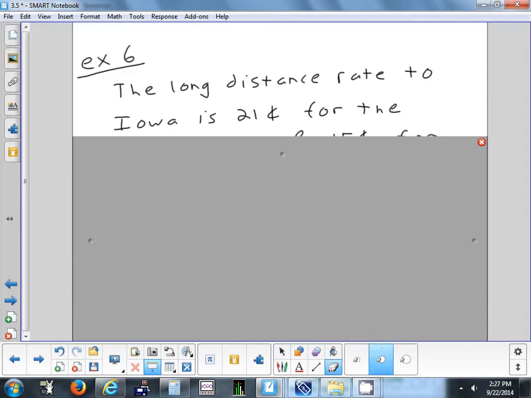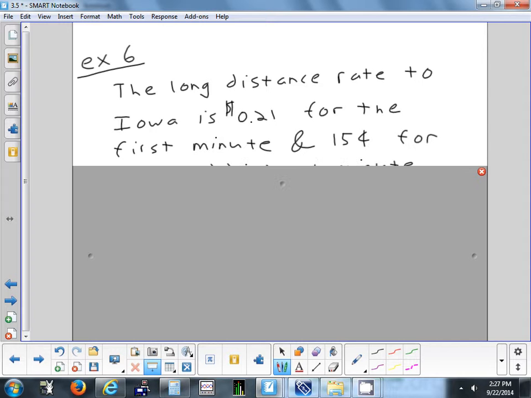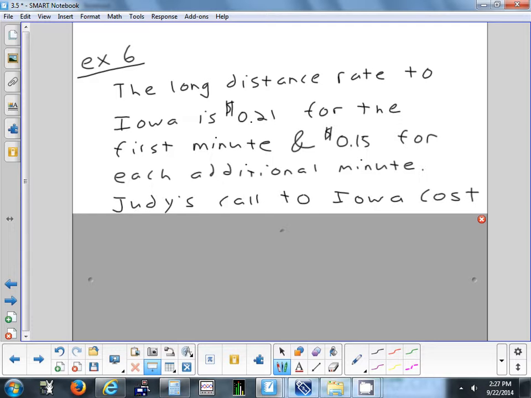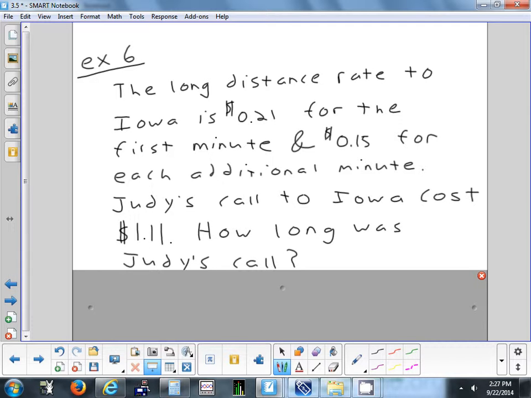Okay, it's about a phone call. And what I'm going to do, instead of writing it in cents, let's put it in dollars. That's the same as 21 cents. It says the long distance rate to call Iowa is 21 cents for the first minute. That's what you pay for the first minute. And then you pay 15 cents, so it gets a little cheaper, for each minute after that. It says Judy's call to Iowa was $1.11. We'll determine how long she was on the phone for.